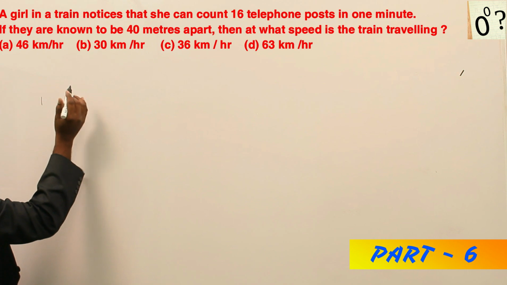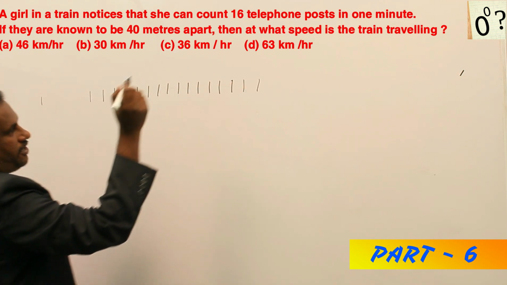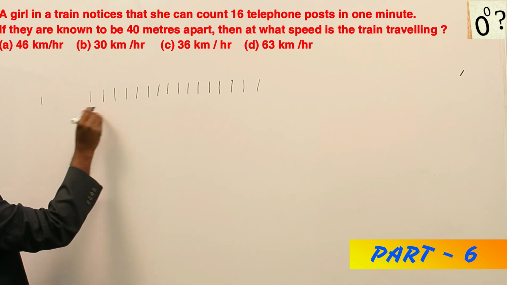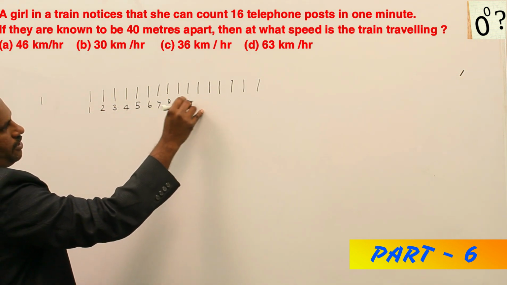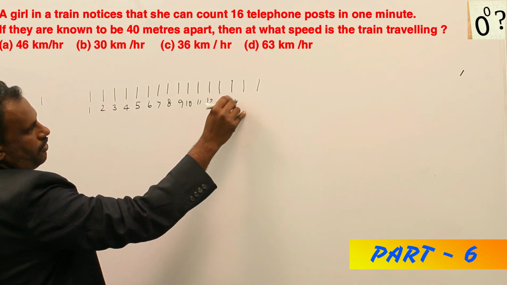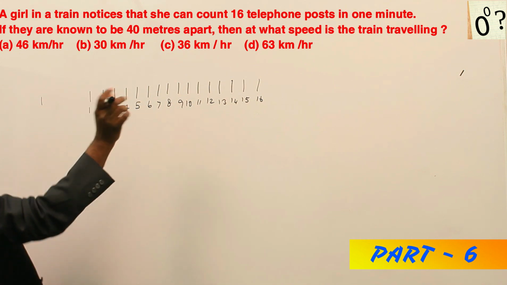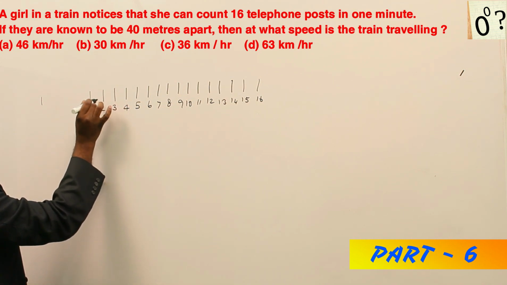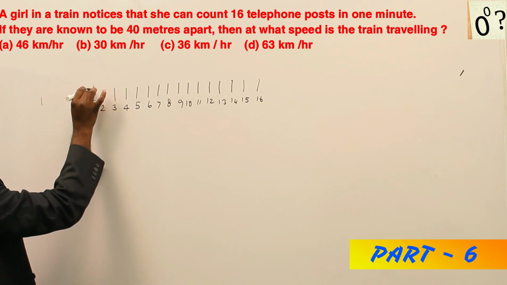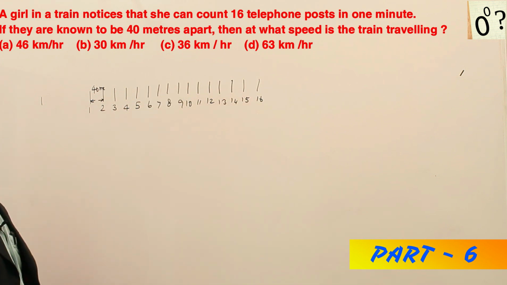Okay, so there is one telephone post, and like this there are 16 telephone posts: 1, 2, 3, 4, 5, 6, 7, 8, 9, 10, 11, 12, 13, 14, 15, 16 posts. The gaps between these posts are the same. What they have given is 40 meters. All are 40 meters apart.